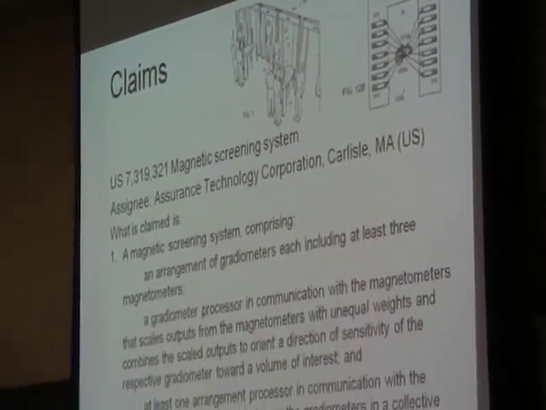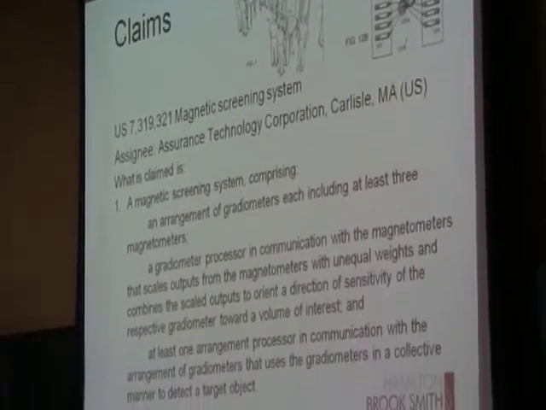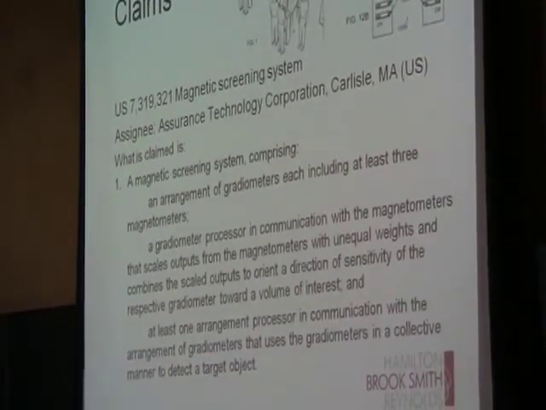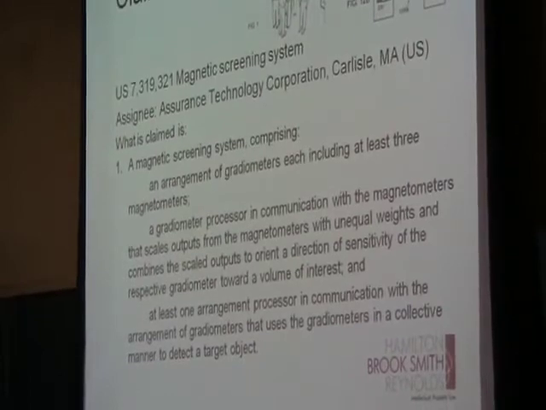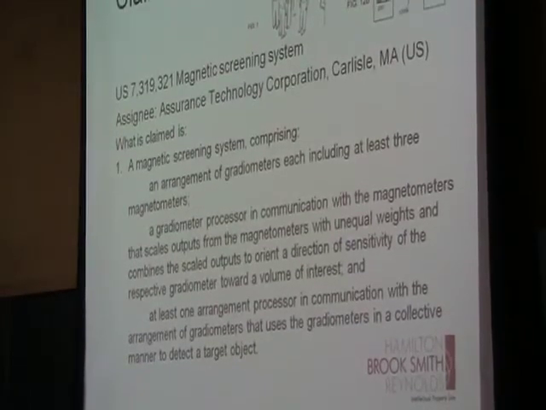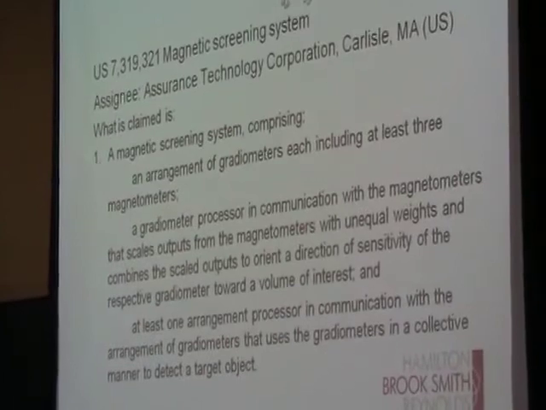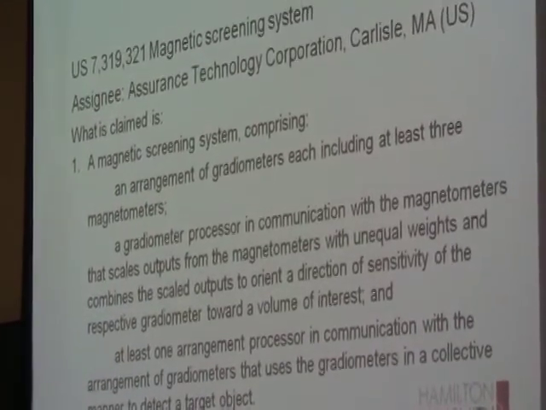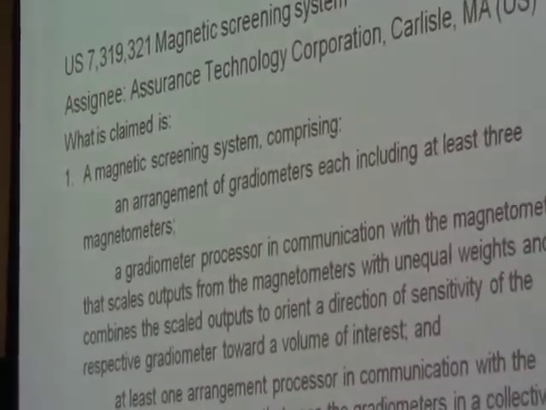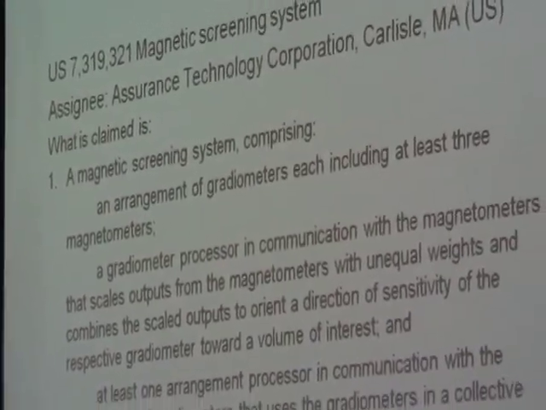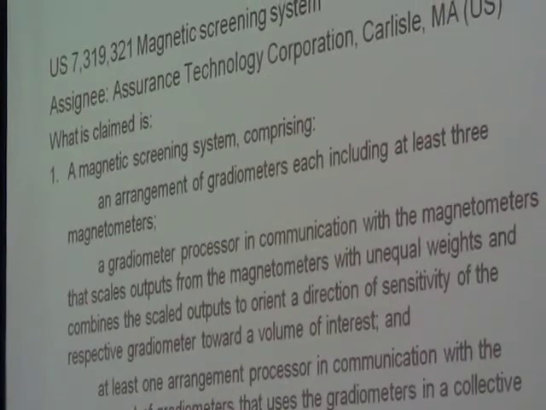Well, what else is still interesting about it? Well, we set up these 3. We use directionality. We use something somewhat akin to beam steering. And eventually you get down to say, okay, well, let's see if we can write it out, define the invention. So you see there, claim 1 of a magnetic screening system comprising an arrangement of gradiometers, each including at least 3 magnetometers. That's the directionality.